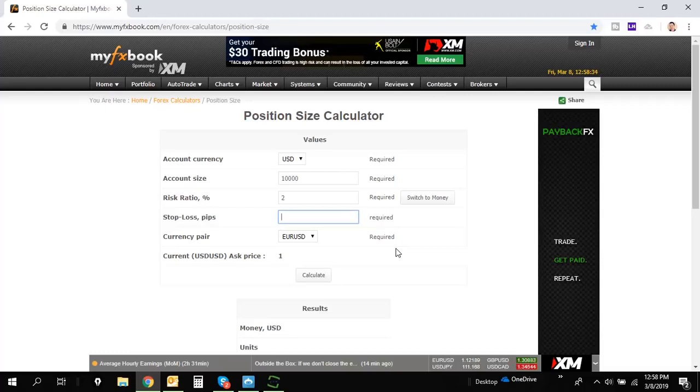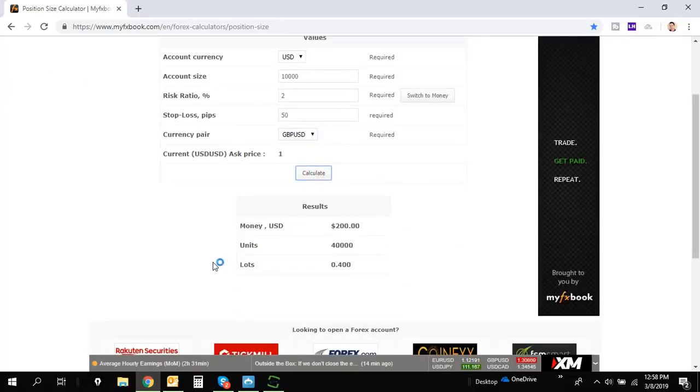Stop loss in pips, we know that we're risking 50 pips. So according to what your stop loss level is, that's exactly how many pips you are risking. And the currency pair that we are going to trade is the pound USD. And if we click the calculate button, there we can see that it tells us 0.4 lots.